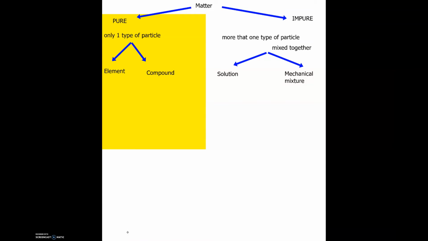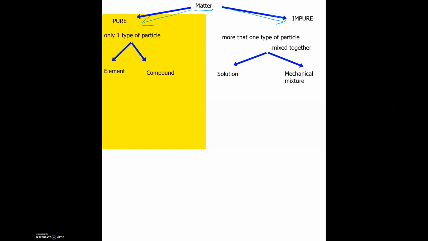And then in your notes, I want you to find this concept map and I want you to create it. So matter can be classified into two sections. We got pure and we got impure. Pure is only one type of particle. It can be an element or a compound. And impure is more than one type of particle mixed together. So that could be as a solution or a mechanical mixture.